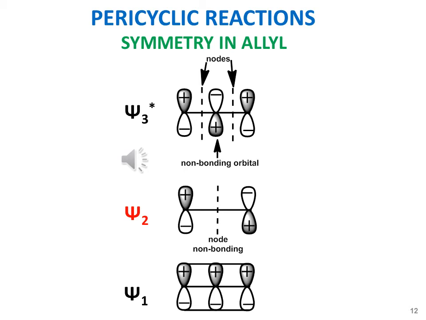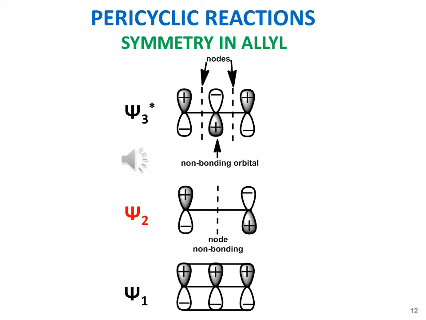Because of it, psi 3 has the highest energy among psi 1, psi 2 and psi 3, and psi 1 has the lowest energy. What will be the case of symmetry? In the case of psi 1, all the three atomic orbitals, you may see, are the mirror image of each other. So they possess the M1 symmetry.